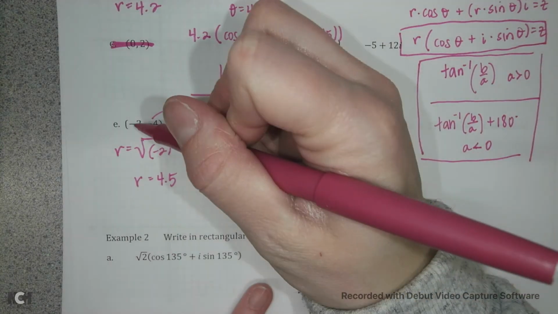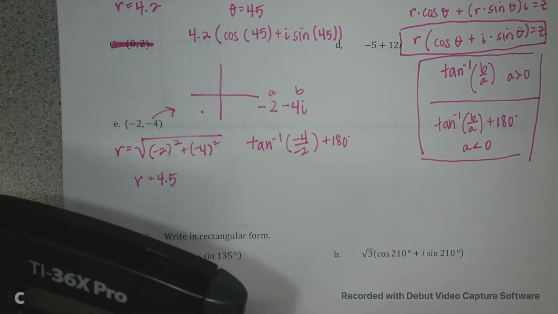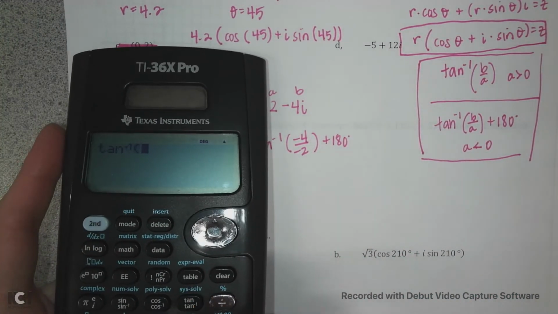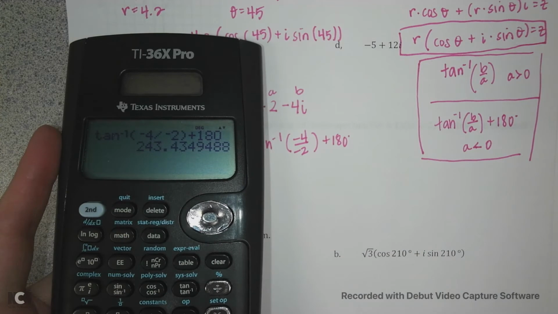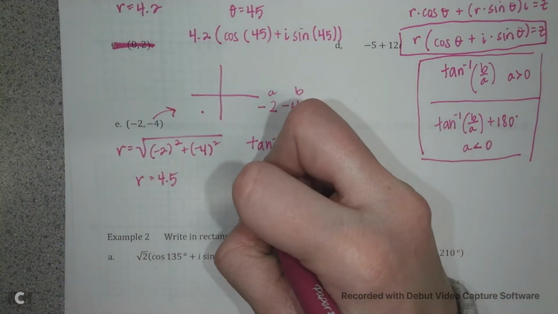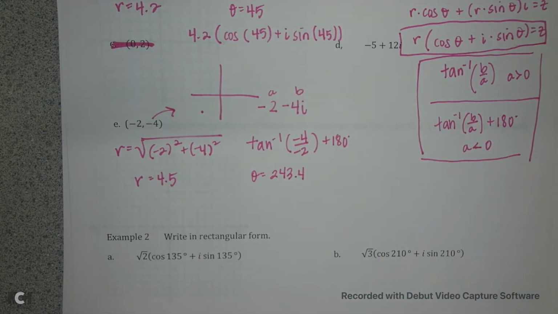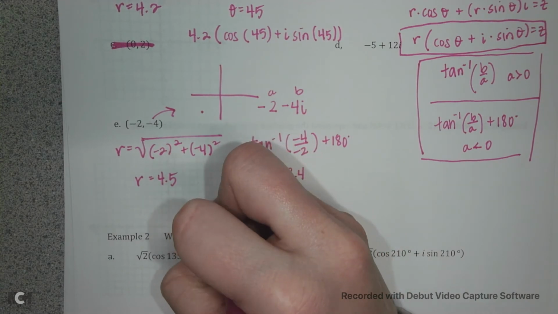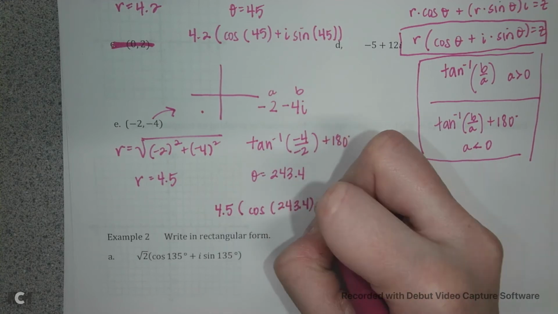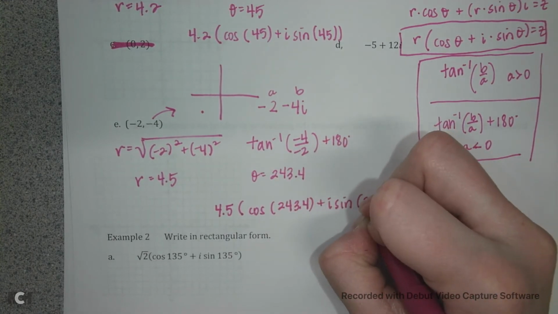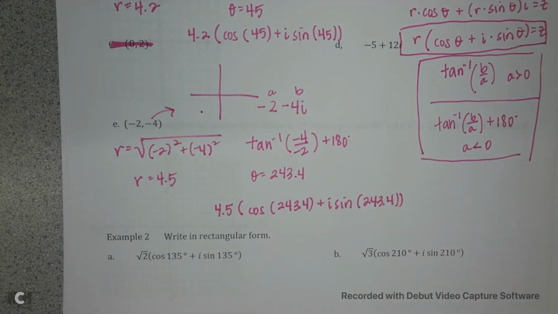Alright, but my A is below 0, so I also have to add 180 degrees to this guy, because these are all in degrees. So we're going to do the inverse of tan, -4 divided by -2, and we're going to add 180 to that, and we get 243.4. So my theta is 243.4, and then I can write my polar form. So my polar form is my R, 4.5, times my cosine of theta, which is 243.4, plus I sine of theta, which is 243.4.